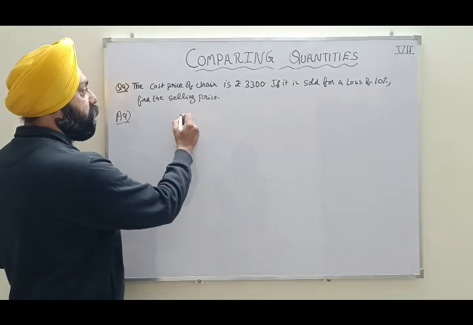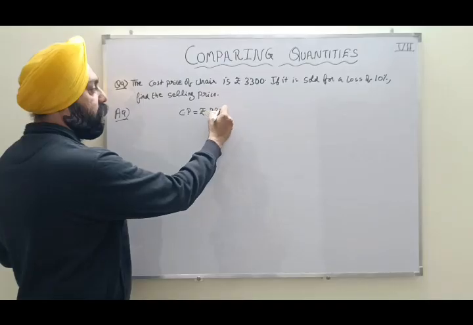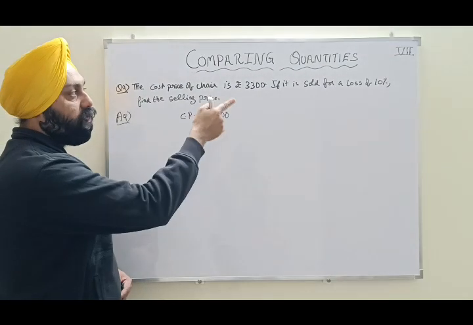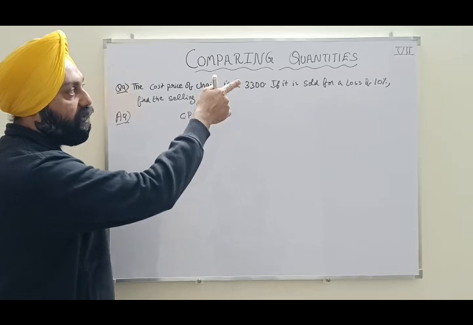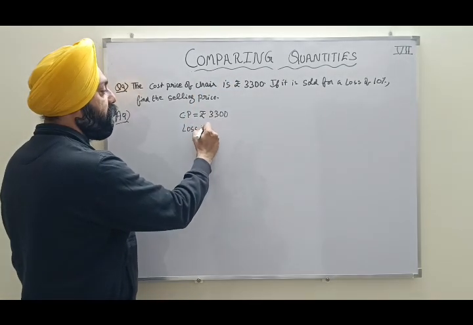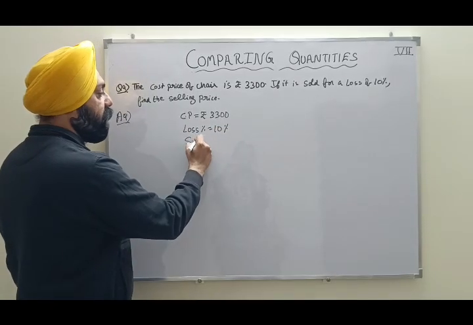Again, very easy question. Whatever is given, cost price is 3300 and it is sold for a loss of 10%. So loss of 10% means you have to see that percentage sign is there, so it is not loss in rupees, it is loss percent which is given, so it is 10%. And we have to find the selling price.